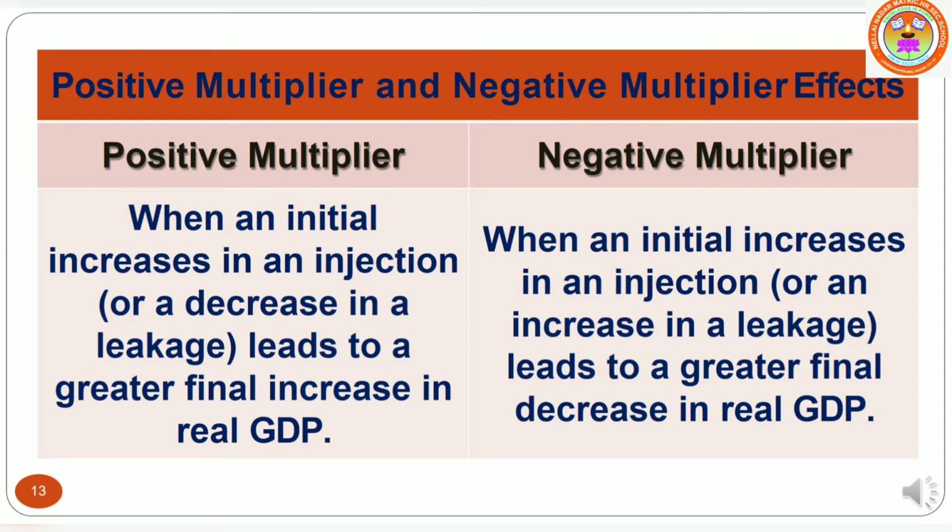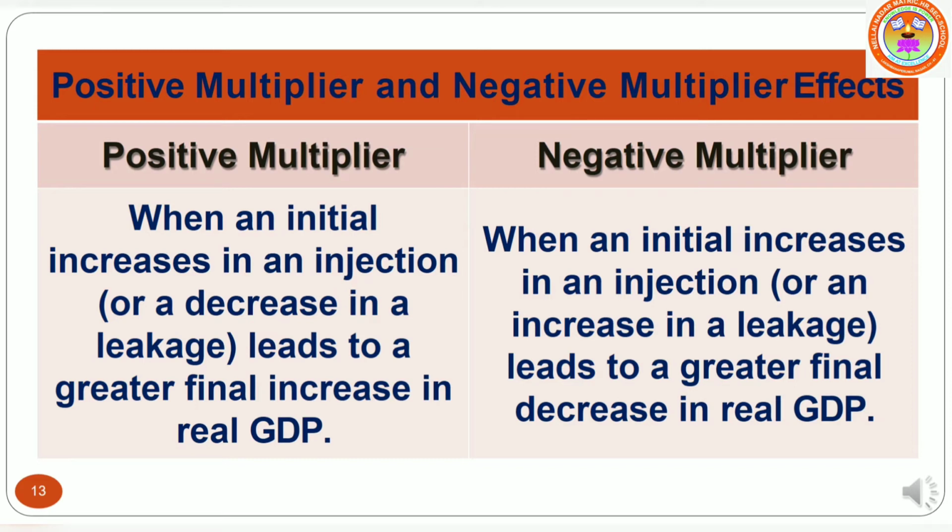Positive multiplier and negative multiplier. Positive multiplier: when an initial increase in an injection or a decrease in a leakage. Leakage means going outside, decrease. Injection means receiving, coming inside. So this leads to a greater final increase in real GDP.